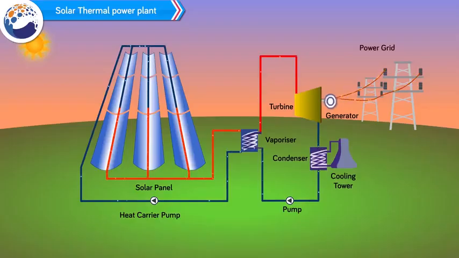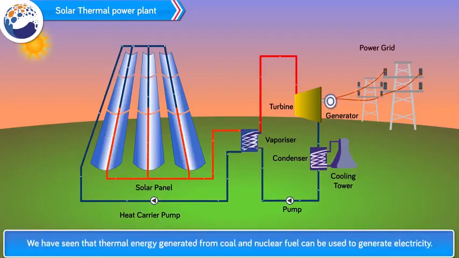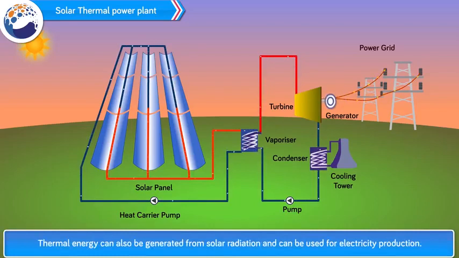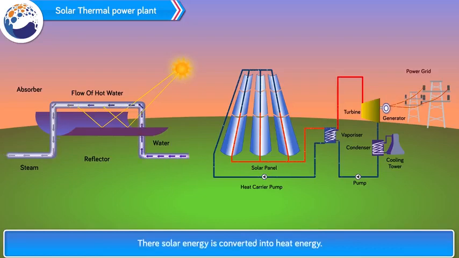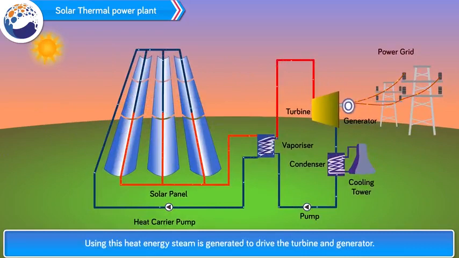Solar thermal power plant. We have seen that thermal energy generated from coal and nuclear fuel can be used to generate electricity. Thermal energy can also be generated from solar radiation and can be used for electricity production. Reflectors reflect and concentrate solar radiation on absorbers. There, solar energy is converted into heat energy. Using this heat energy, steam is generated to drive the turbine and the generator.